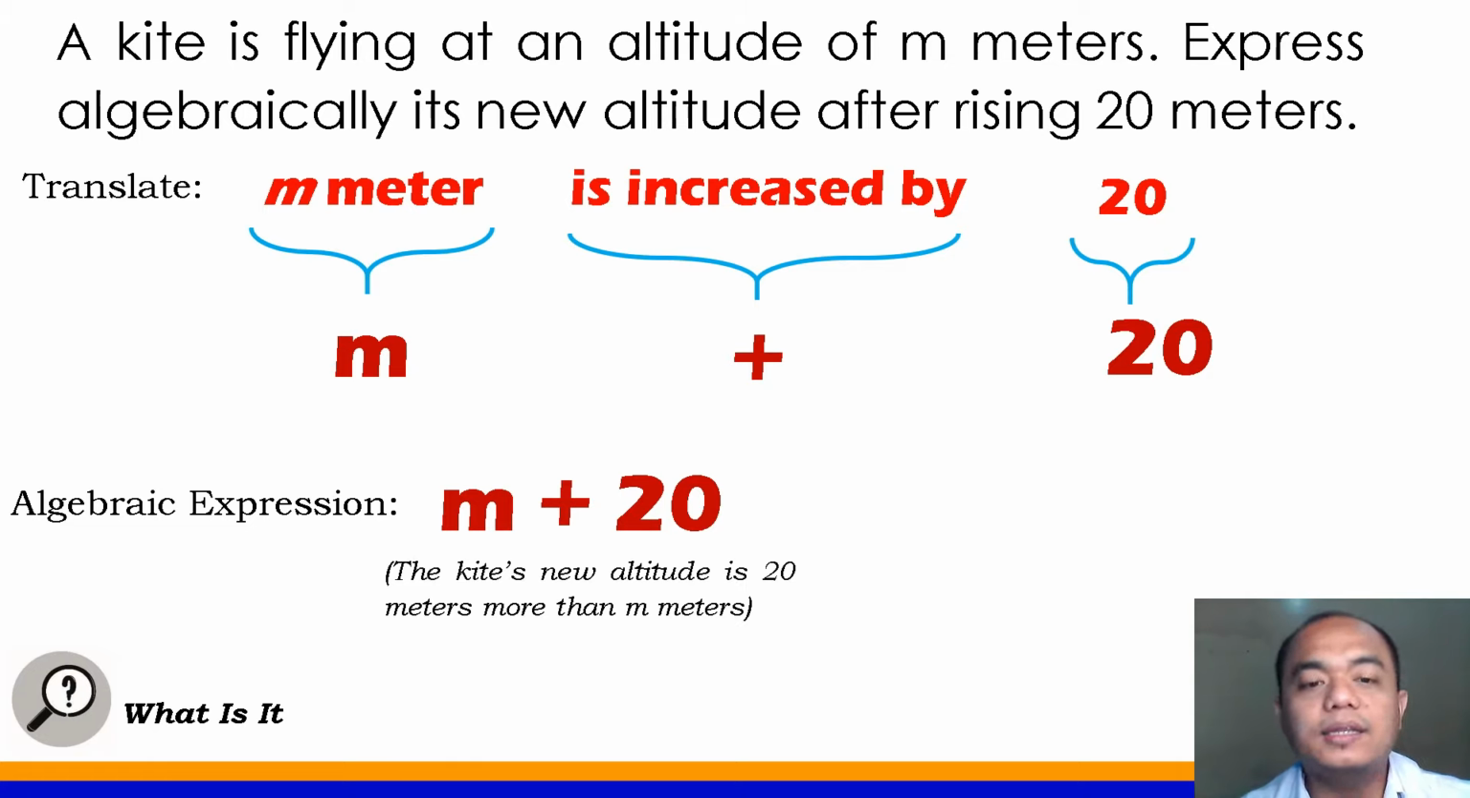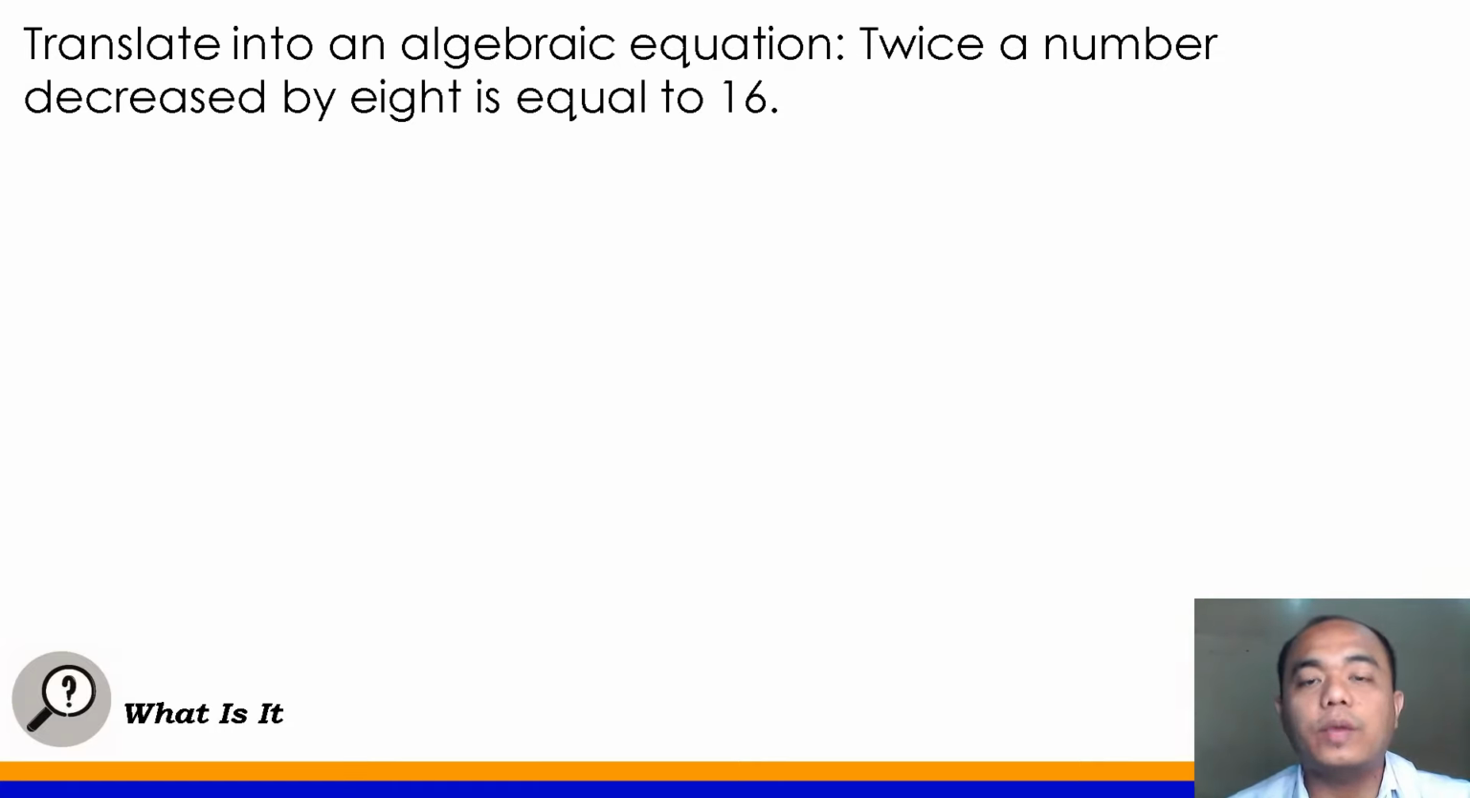This m plus 20, the kite's new height is 20 meters more than m meters. Let's translate into algebraic equation. Twice a number decreased by 8 is equal to 16. Okay, I'm sure you have idea now how to translate this into algebraic equation. Again, dapat alam mo na by this time the words associated by each mathematical operation, no, para mas madali i-translate yung given word phrase na to into symbol.